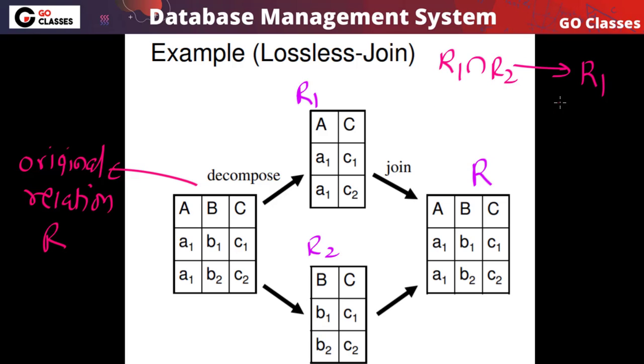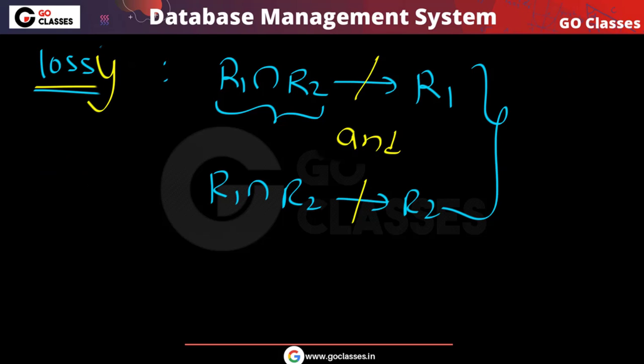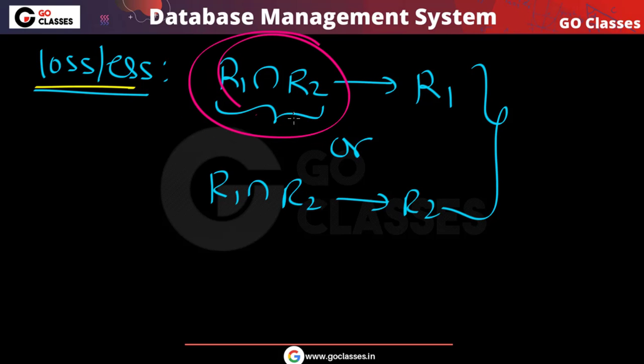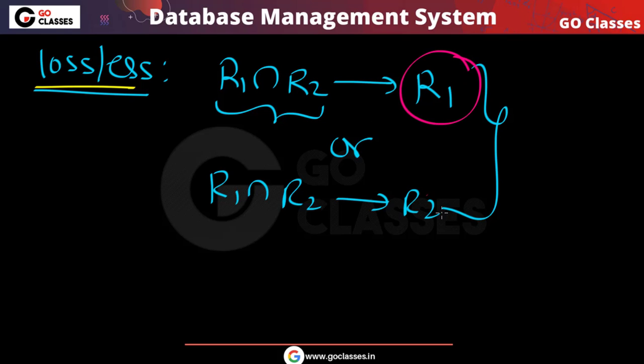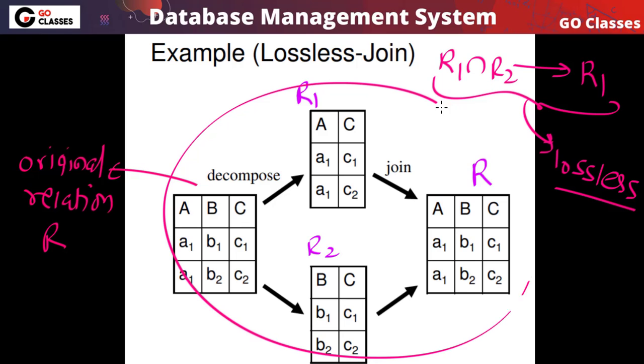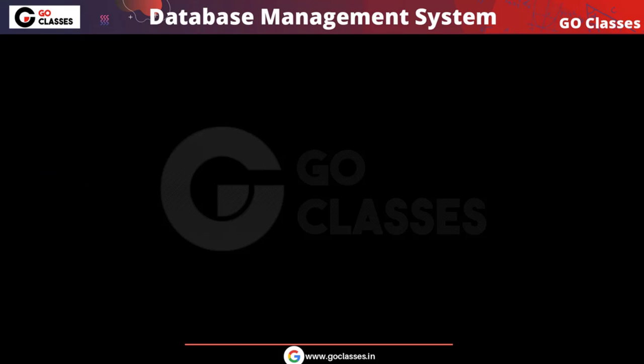That is the reason I can say this decomposition is lossless, because this is the condition for lossless we have seen. Lossless means the common part, the R1 intersection R2, the set of attributes common between R1 and R2, must be a super key in either R1 or R2. So finally you can notice that R1 intersection R2 is a super key in R1. That is enough to say that our decomposition is lossless.